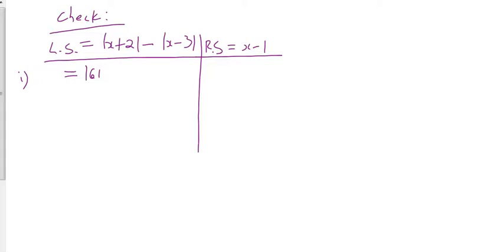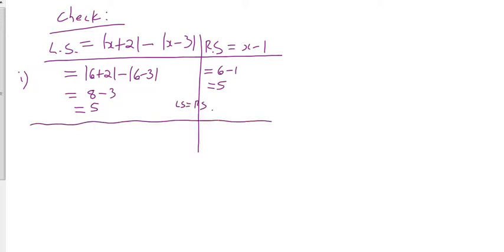thing here. So 6 plus 2 minus 6 minus 3, which is 8 minus 3, which is 5. And this is 6 minus 1, which is 5. So left side equals right side. So we have a valid check on number 1.